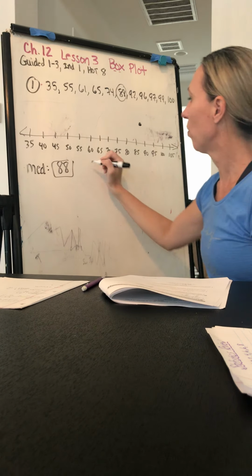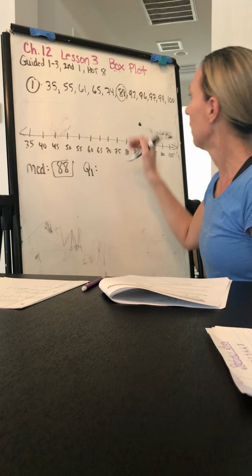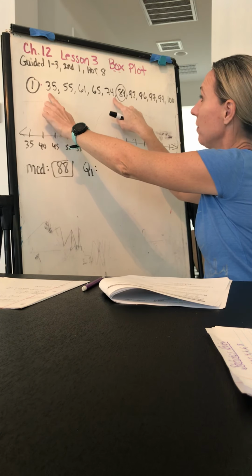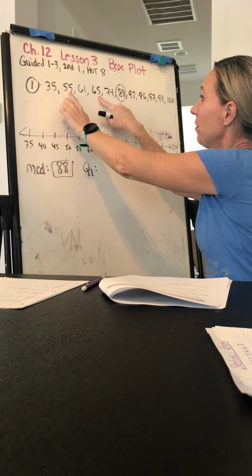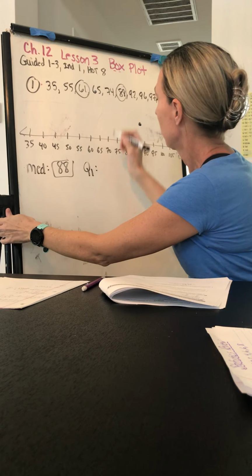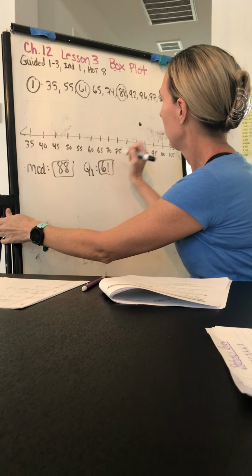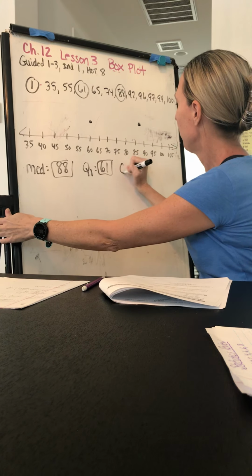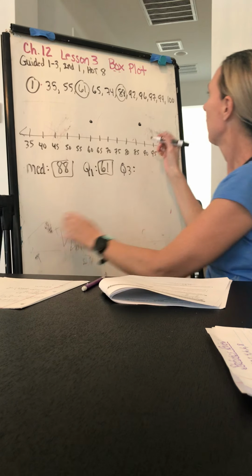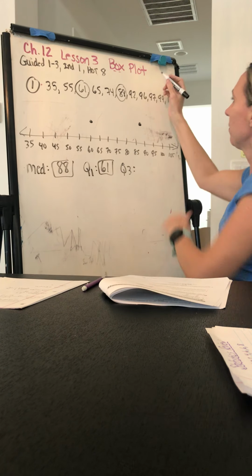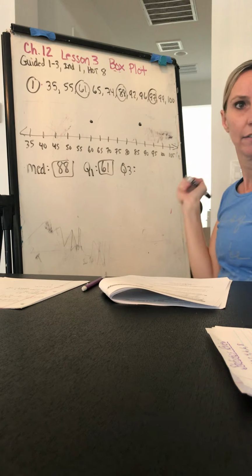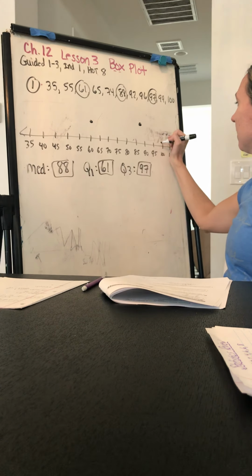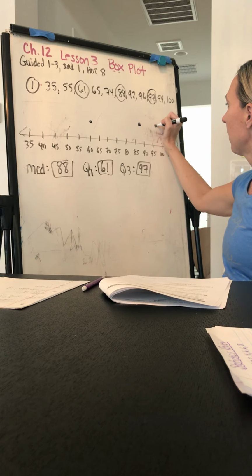Okay, now I'm going to find quartile 1. I'm going to find the middle of the lower half. So 1, 2, 1, 2. It's going to be 61. So I'm going to plot 61. Then I'm going to do Q3. Again 1, 2, 1, 2. So quartile 3 is at 97, and it's about right here.